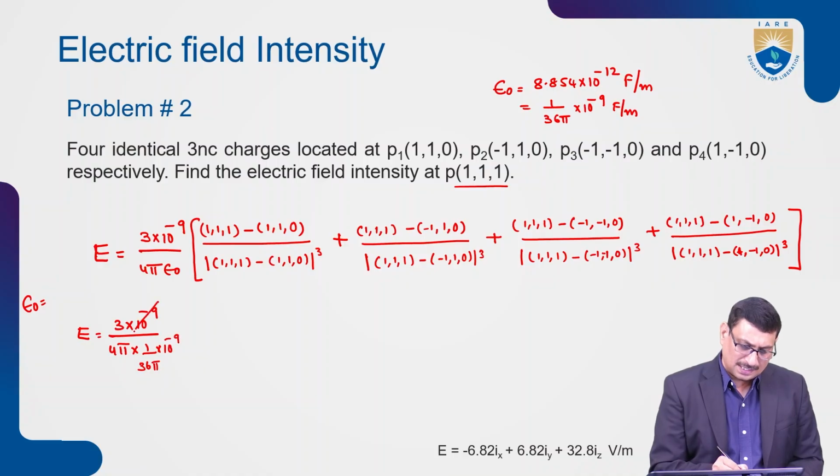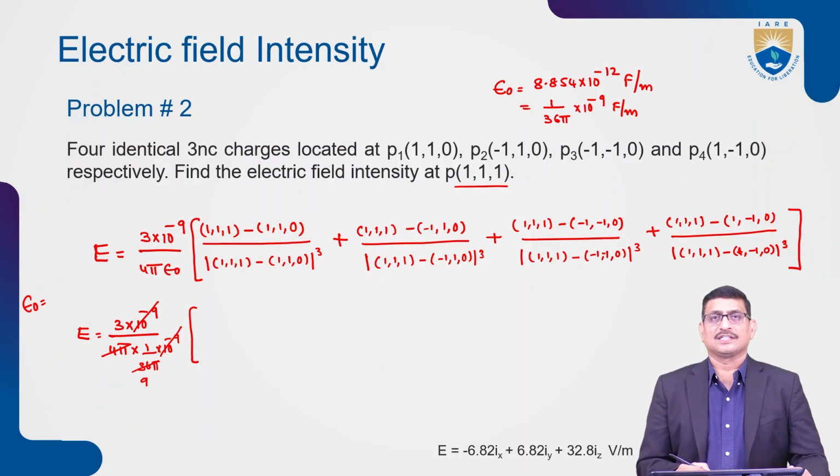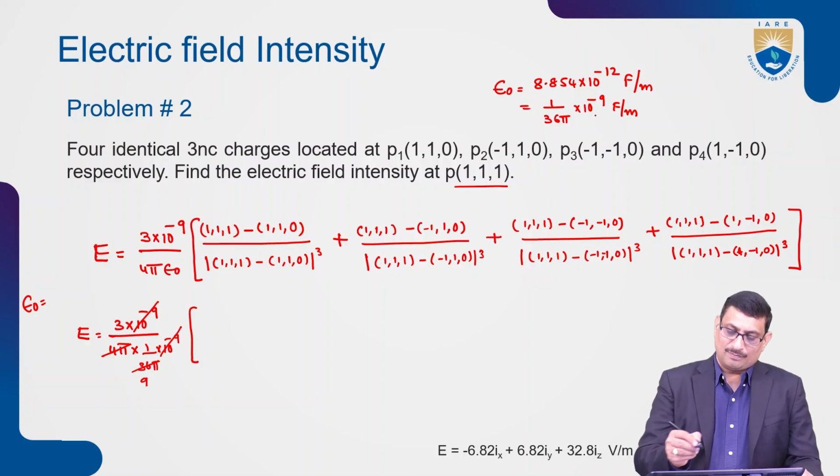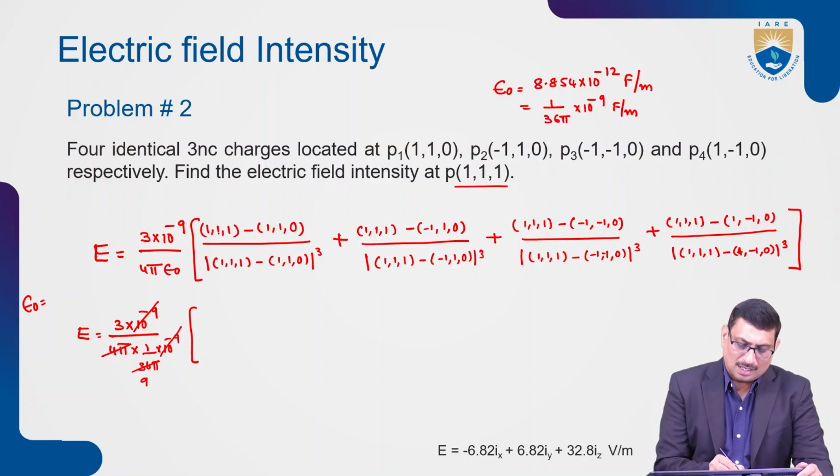So here if I use 1 divided by 36 pi into 10 power minus 9, it easily gets cancelled, the 10 power minus 9 and 10 power minus 9, and 4 pi cancels 9 times. Therefore, E equal to 3 into 9 we will get easily. So I am substituting epsilon as 1 divided by 36 pi into 10 power minus 9 farad per meter for easy calculations.